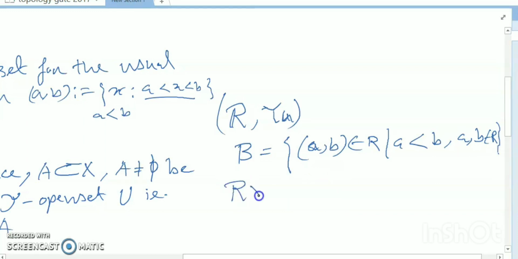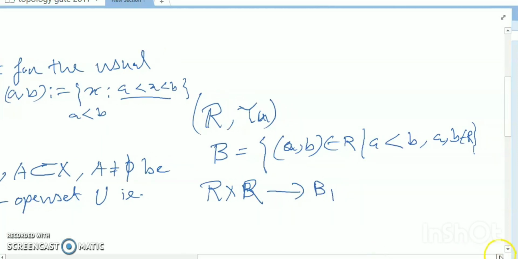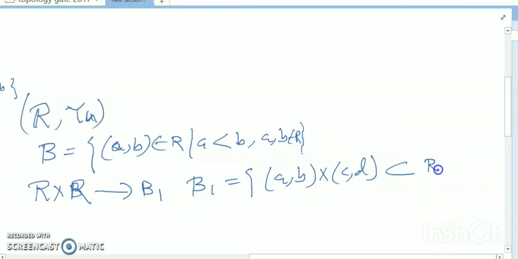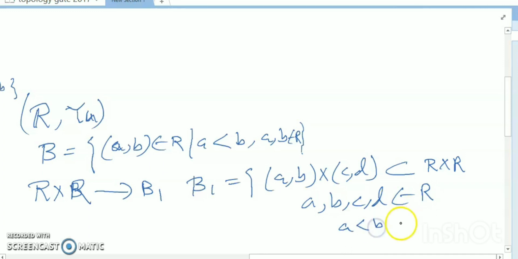Next, R cross R: the base B1 for tau 2 is equal to (a, b) cross (c, d), a proper subset of R cross R, where a, b, c, d belong to R, a less than b and c less than d. Okay, clear? Clear.